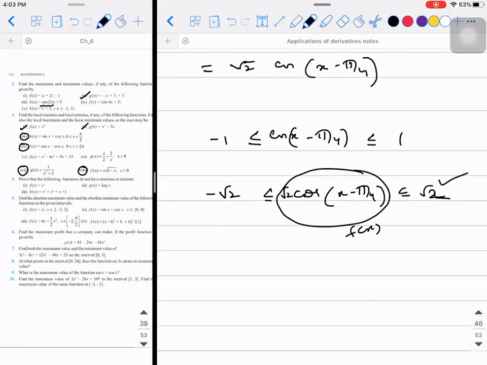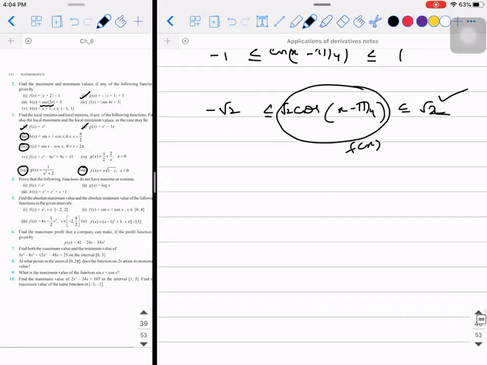Tell me what is the answer for the next one. Sir, cos x domain is 0 to 1? Cos x domain is real numbers, ma'am. Range is minus 1 to 1. I'm writing the range, I'm not writing the domain. Okay, sir.